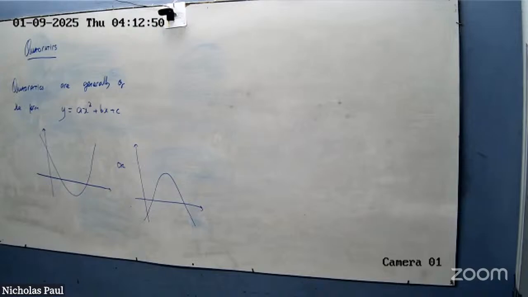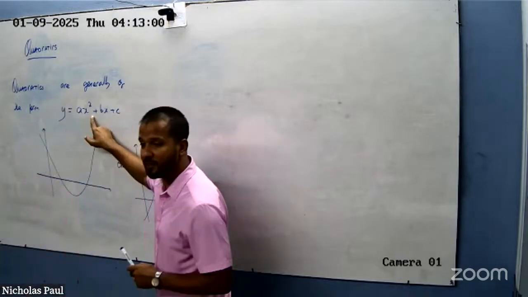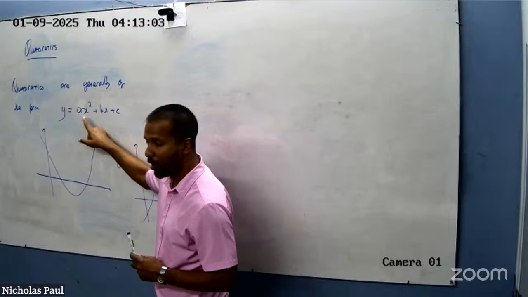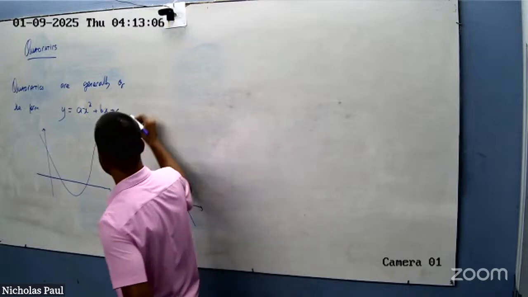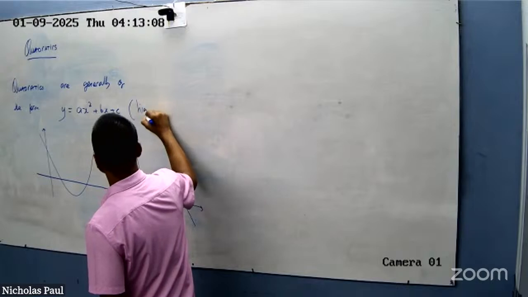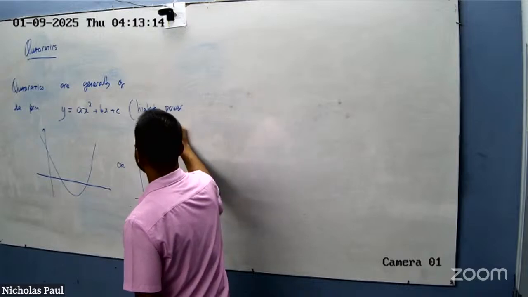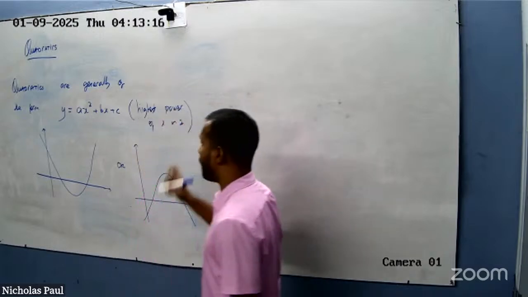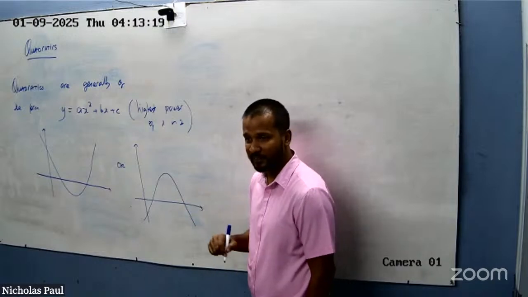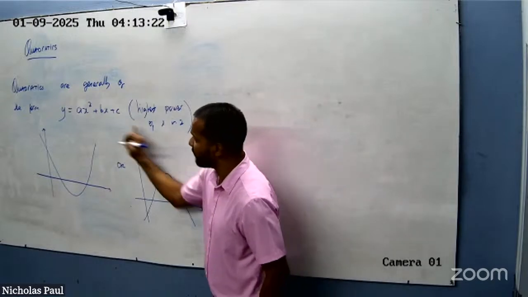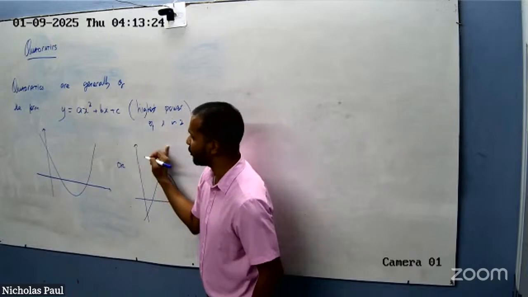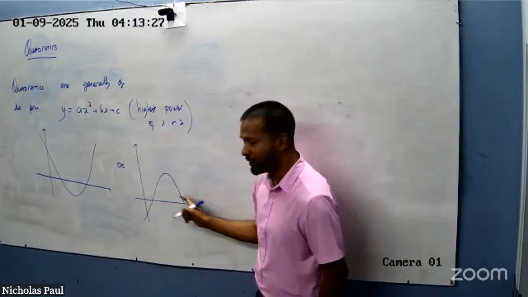Right, so quadratics are generally of the form y is equal to ax squared plus bx plus c. Once you see an equation where the highest power of x is 2, that is a quadratic. I would have shown you all this when we were factorizing and solving. Once an equation has that, it's a quadratic.